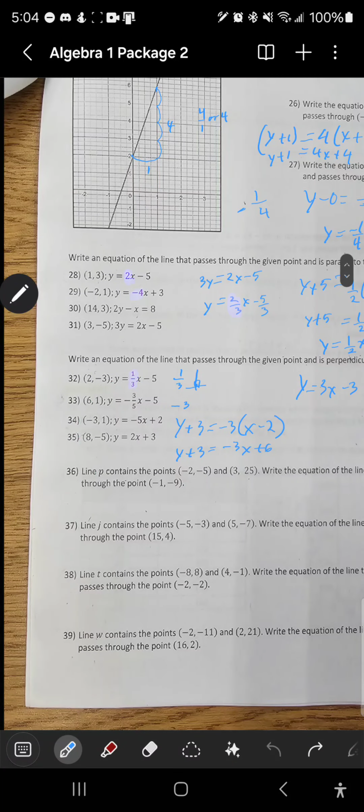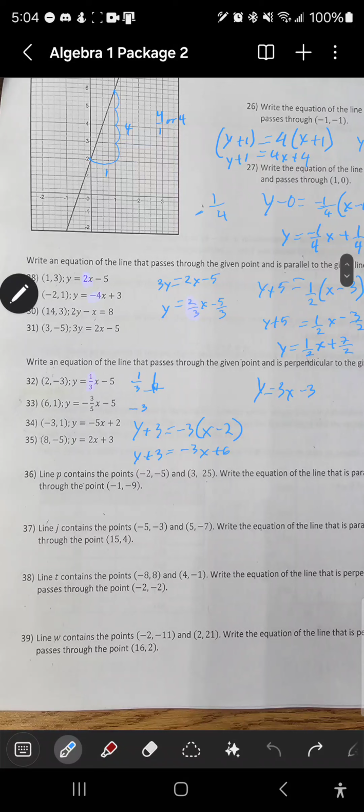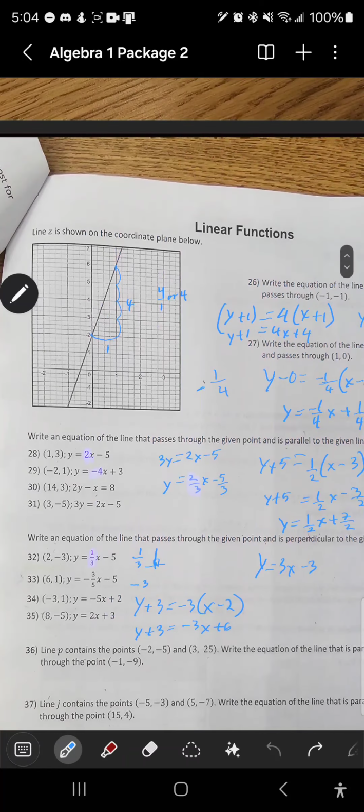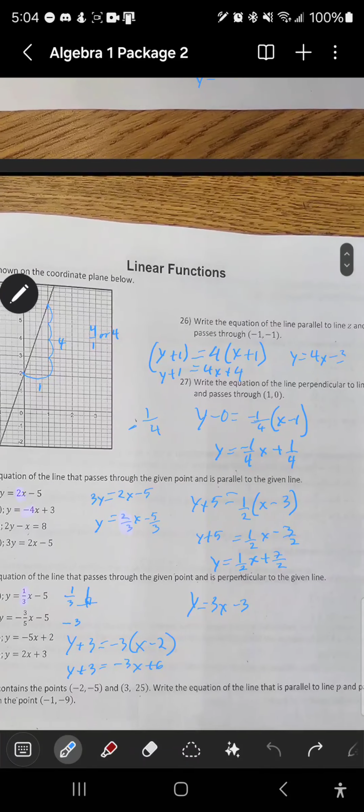Okay, this is the last one I did. Yeah, 32 was the last one I did. I used a perpendicular equation, which is basically the reciprocal of the slope, which is the number before the x, with the opposite sign. Basically that, I explained all of this.